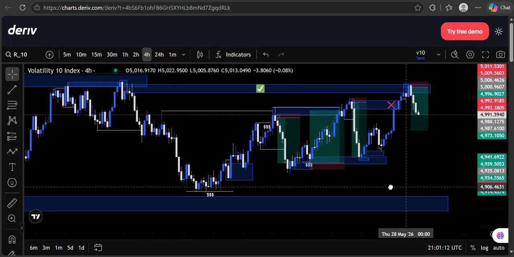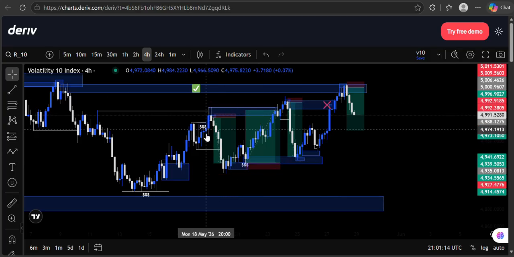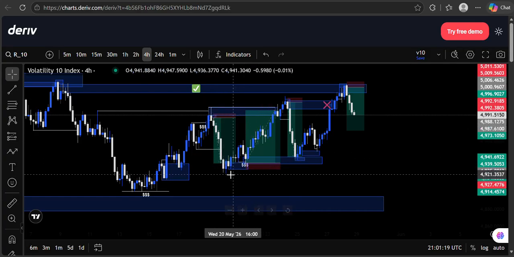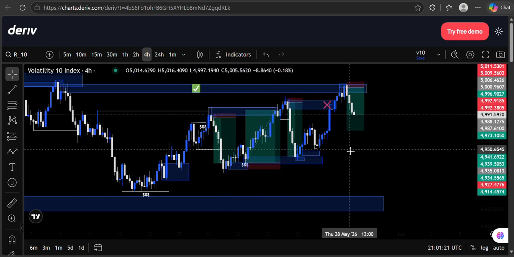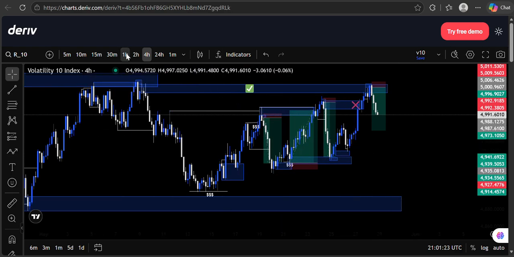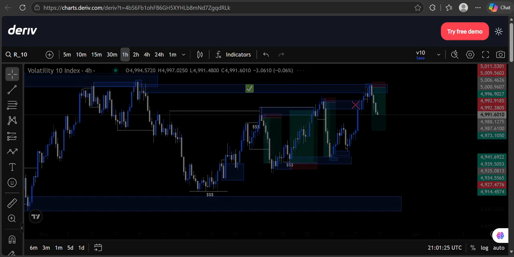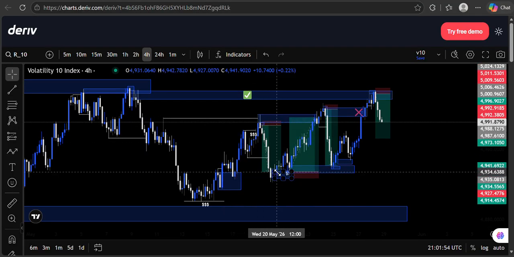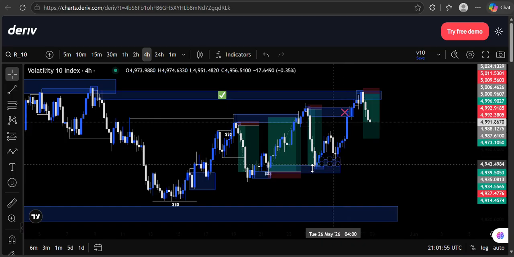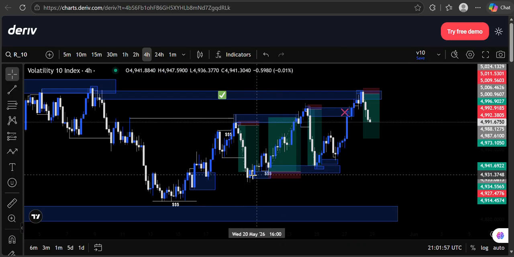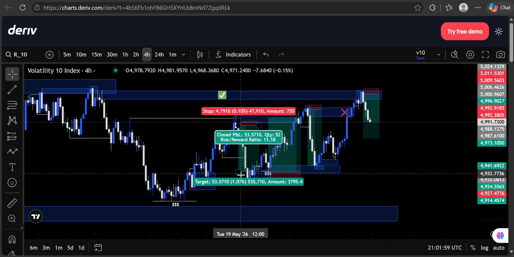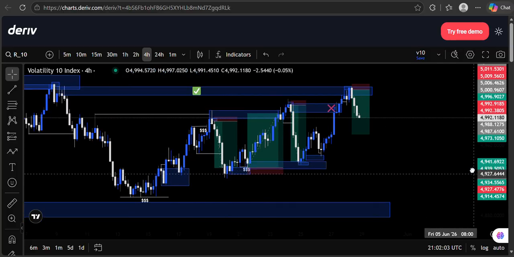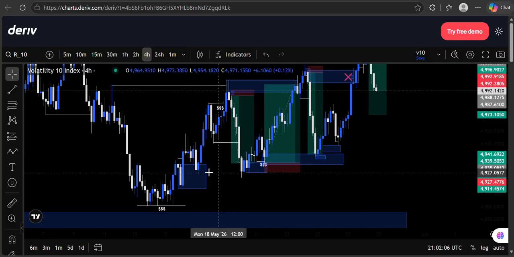Now after we took this sell, we saw something very significant. We got out here. The reason we got out of this trade here was because of what we saw: there was this zone right here.